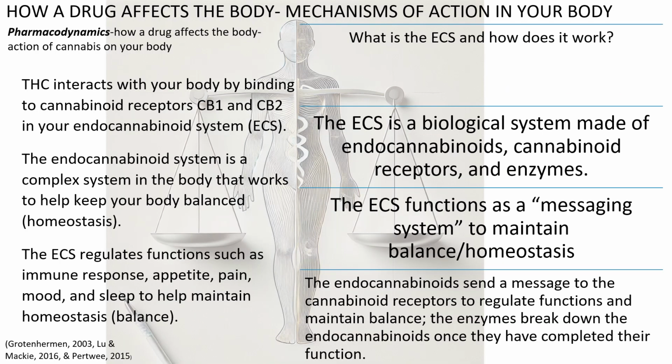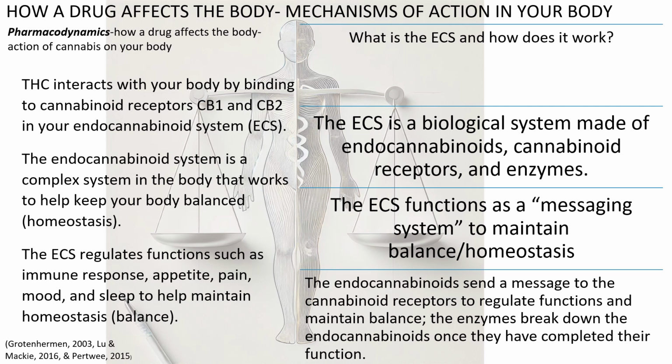Pharmacodynamics, how a drug affects the body. Action of cannabis on your body. THC interacts with your body by binding or connecting to cannabinoid receptors CB1 and CB2 in your endocannabinoid system, the ECS. The endocannabinoid system is a complex system in the body that works to help keep your body balanced. It maintains homeostasis.